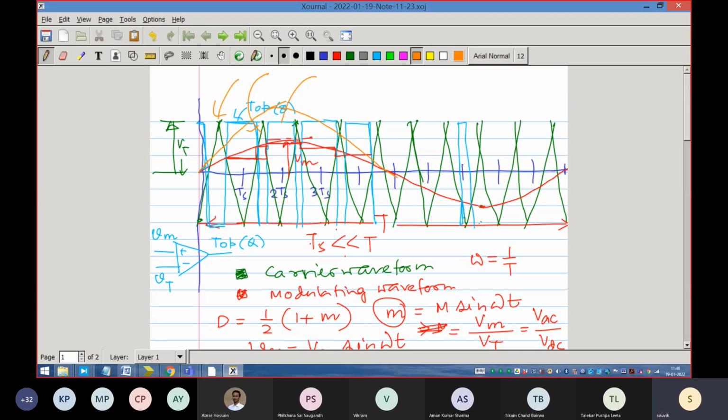So the common sense is saying that this time the modulator has failed. The modulator has done the maximum it can do. It can only produce a duty ratio of 1, because by definition duty ratio cannot be greater than 1. So it has produced a duty ratio of 1, and due to this, there will be distortion.